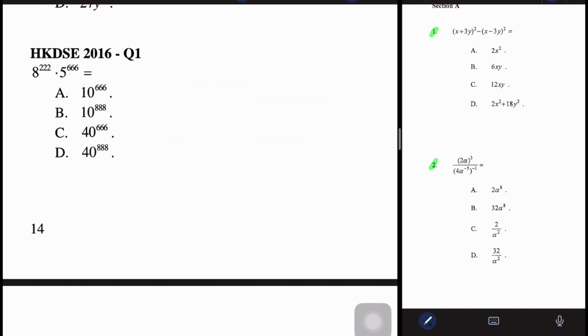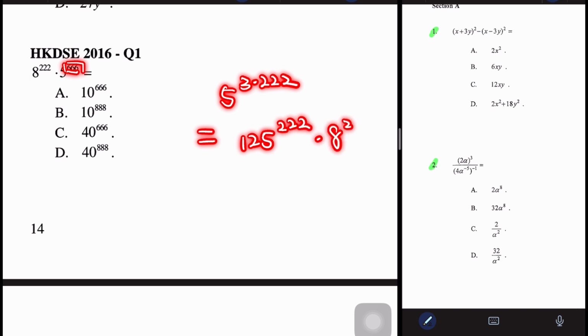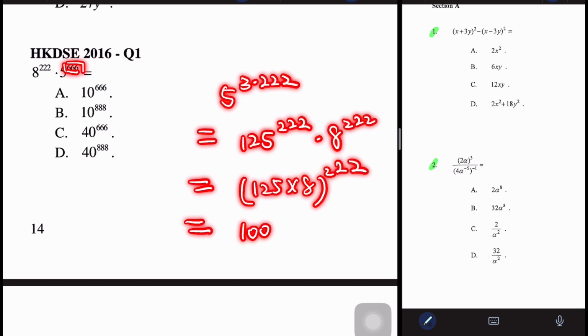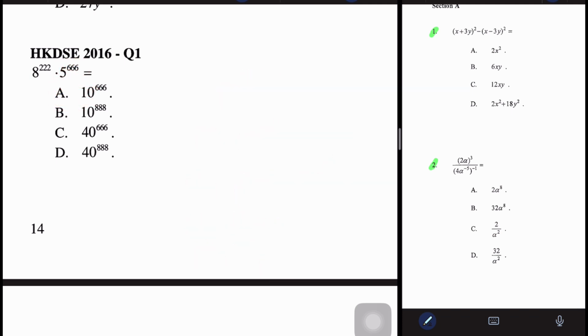So now what we need to do is make them the same. Okay, the larger one can always be turned into the smaller one. So 5 to the power 3 times 222 equals 125 to the power 222 times 8 to the 222. So 125 times 8, to the power 222, equals 1,000 to the 222. And then 1,000, you can see no option there, right? So you make it into 10, this is 10 to the power 3. So actually 3 times 222. So the answer should be 8.